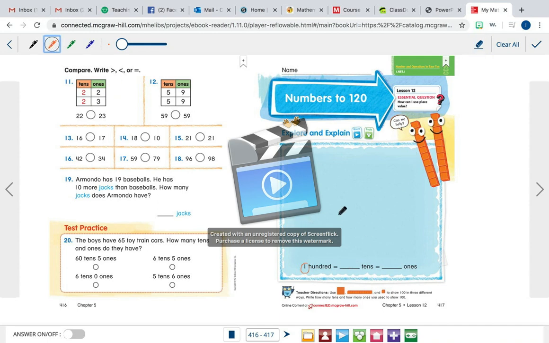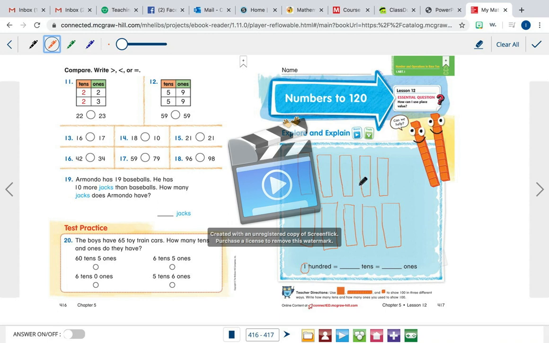Now, how many tens blocks will it take to make 100? Let's see. We have 10. Count with me, my friends. 20, 30, 40, 50, 60, 70, 80, 90, 100. Now, all my blocks don't look the same, but they're supposed to look like these little guys right here.